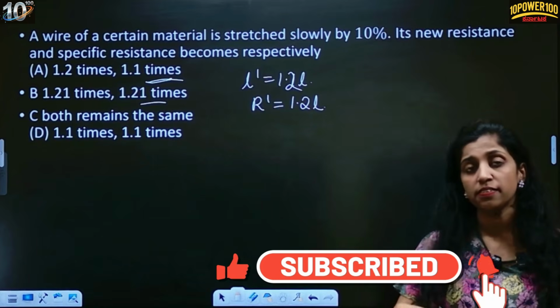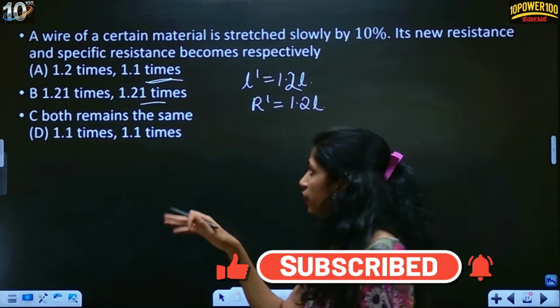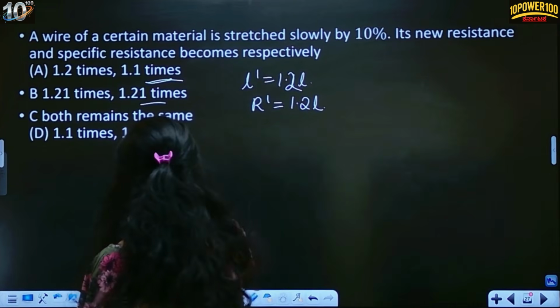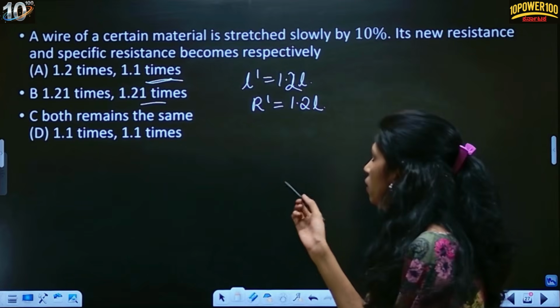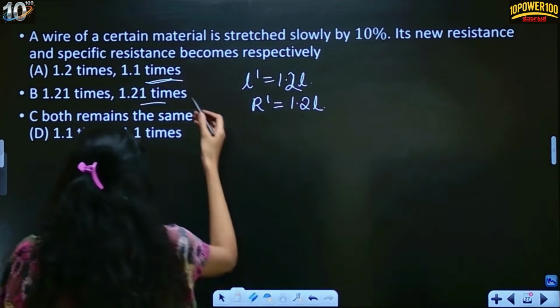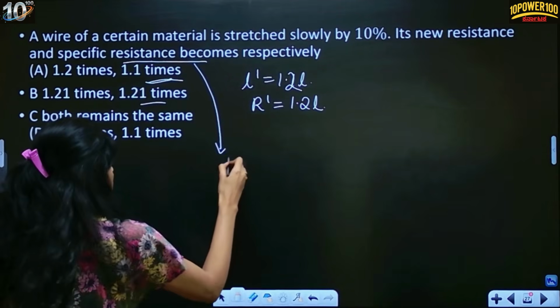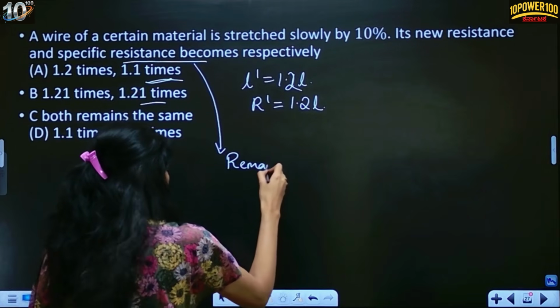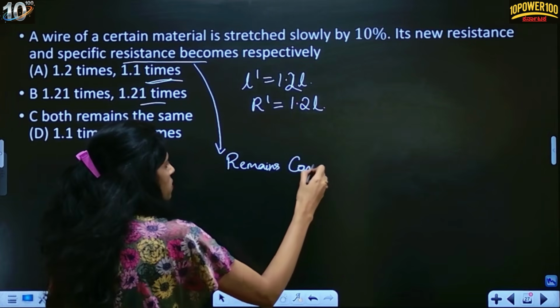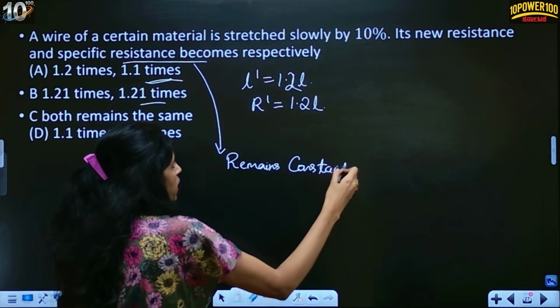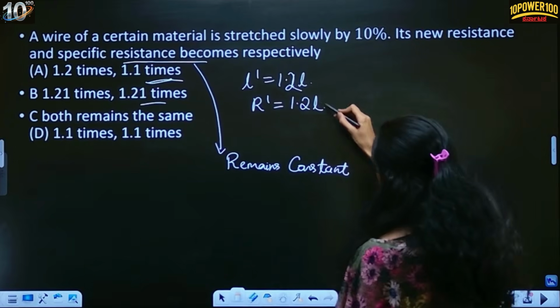Because specific resistance is independent of dimension. Therefore, neither of the options is correct. So, yeah, it's a wrong question actually. Okay, not exactly a wrong question, but specific resistance remains constant. Specific resistance remains constant, but new resistance becomes 1.2 times the original resistance.